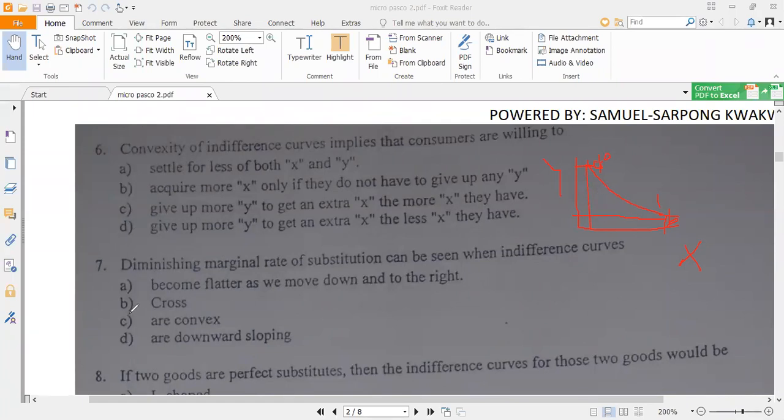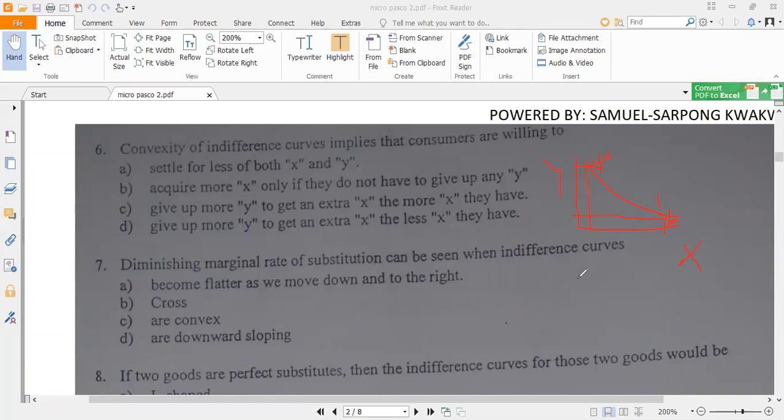And for number 7, we have diminishing marginal rate of substitution when the indifference curve is convex. This is the marginal rate of substitution that I was talking about. As you are moving down the indifference curve, the MRS diminishes, it decreases, because your willingness to sacrifice more Y for X will be falling. That is what the diminishing marginal rate of substitution means.